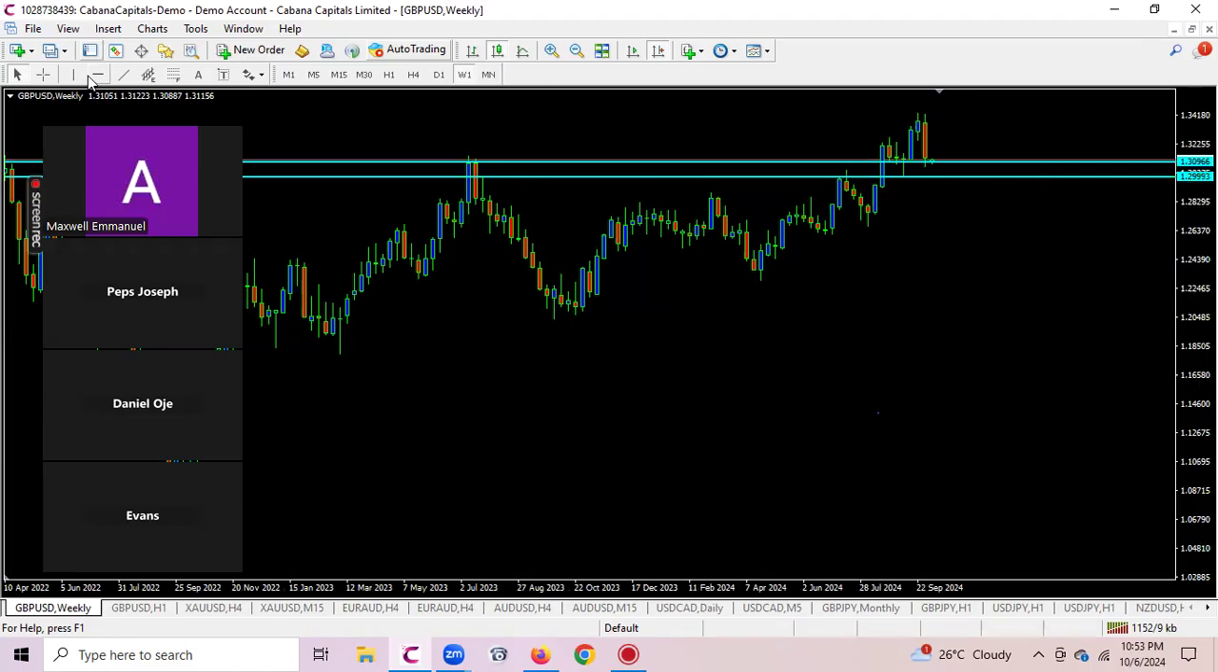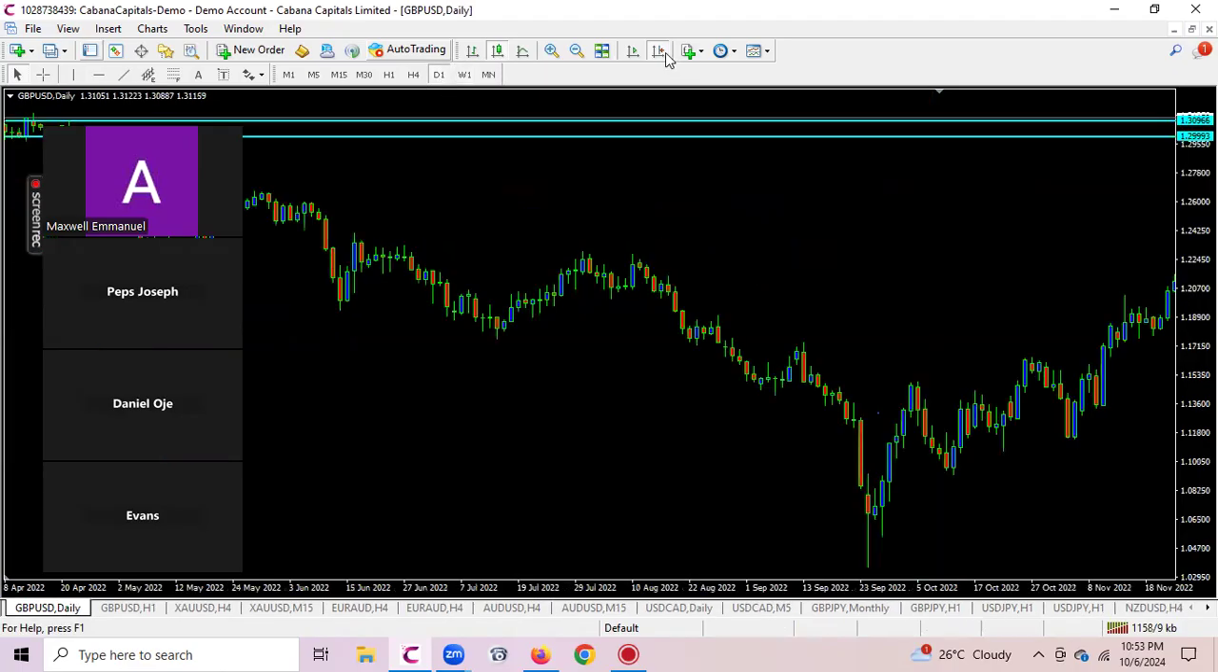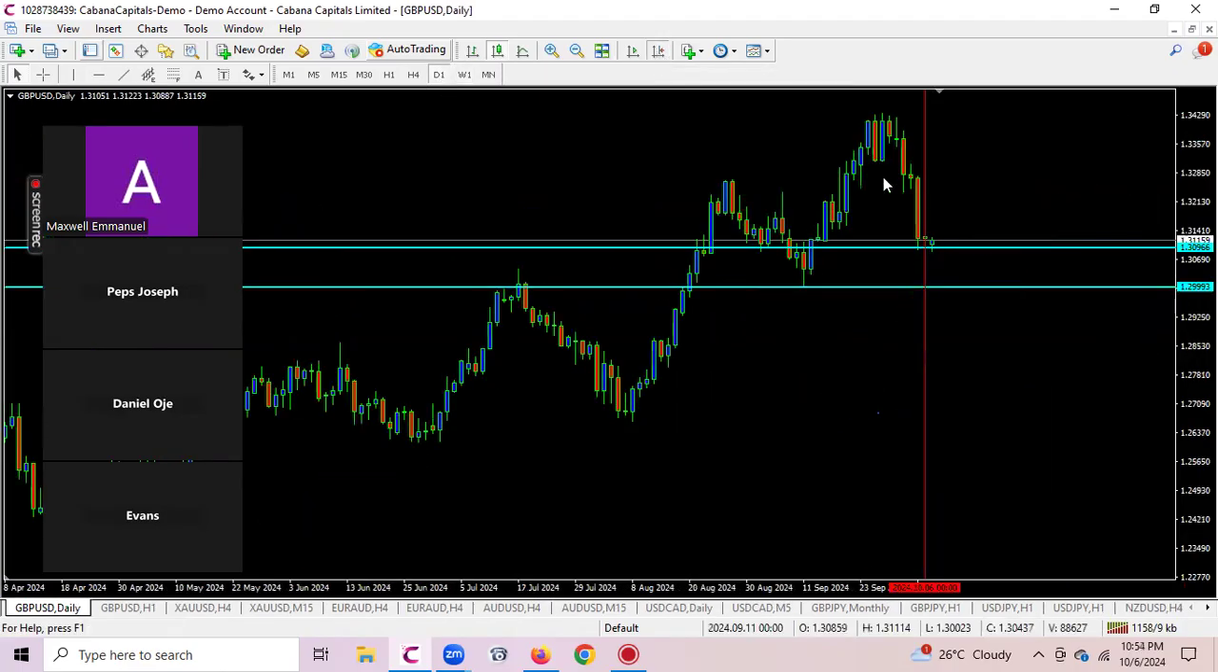Okay. So after the close of last week candle, what pattern do we have on the daily and the 4-hour time frame? That will determine the short term or medium term trend. So let's go down to daily. You can see how the daily candle closed on Friday. This is an indecision candle, right?